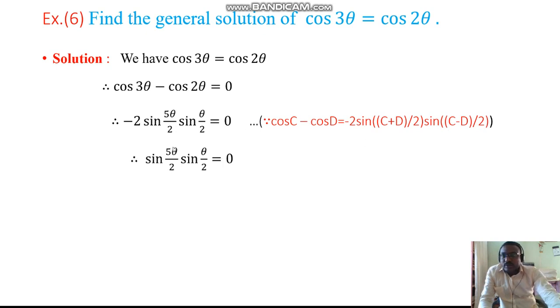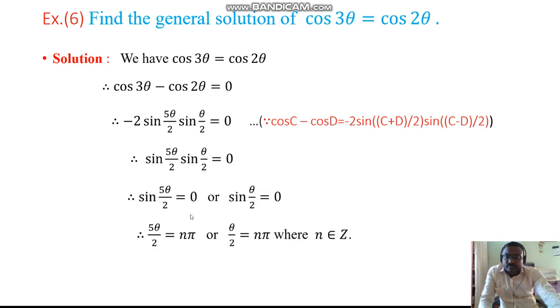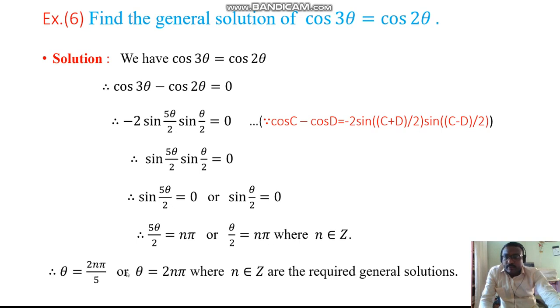Using this formula we get the product equal to zero, and here we use the general solution of sin theta equal to 0, and therefore 5 theta by 2 is equal to n pi and theta by 2 is equal to n pi, and therefore this is the required general solution.